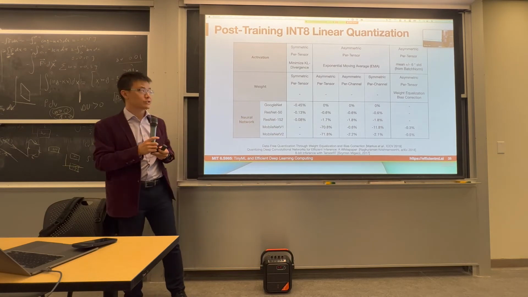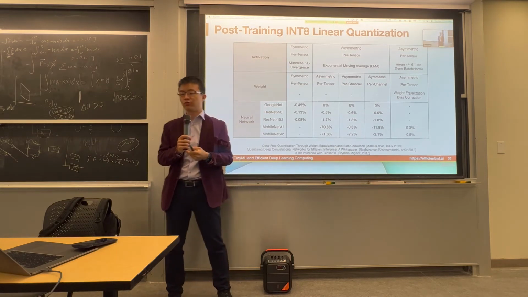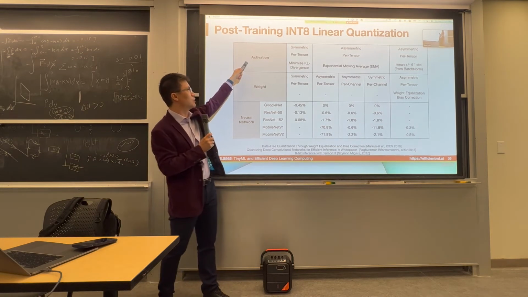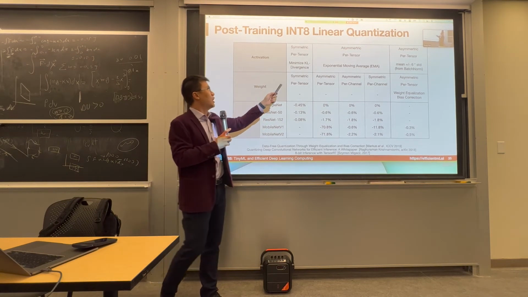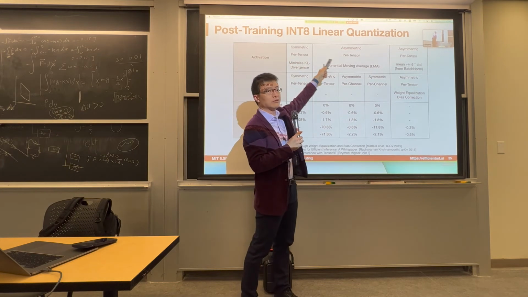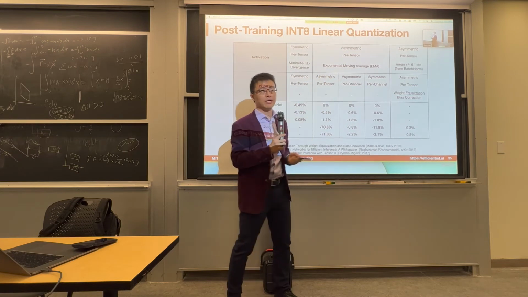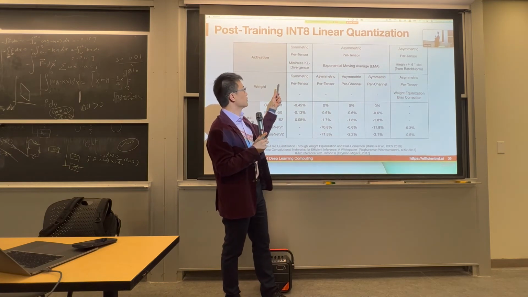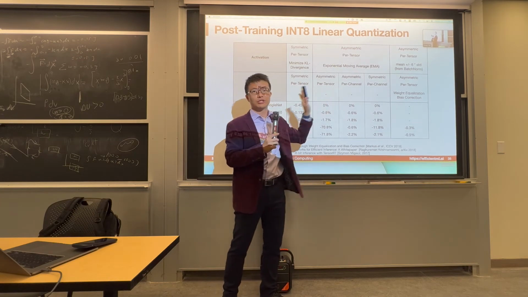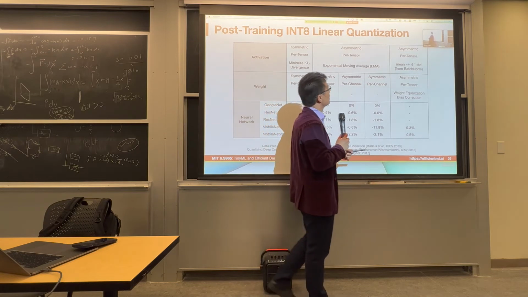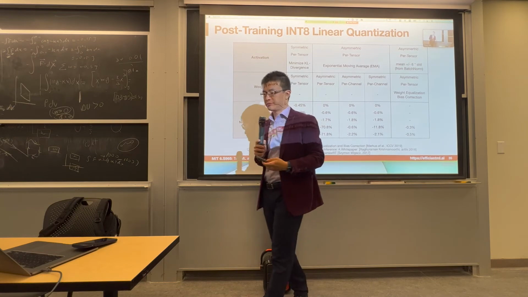All right, so here's a summary for post-training int8 linear quantization. What is the accuracy for different scenarios? We have the activation quantization, weight quantization, and below is the accuracy. For activation, we have symmetric and asymmetric, using KL divergence or the EMA approach. For the weight, we also have asymmetric and symmetric quantization, per tensor and per channel quantization strategies. And on the right-hand side, we have weight equalization or not.